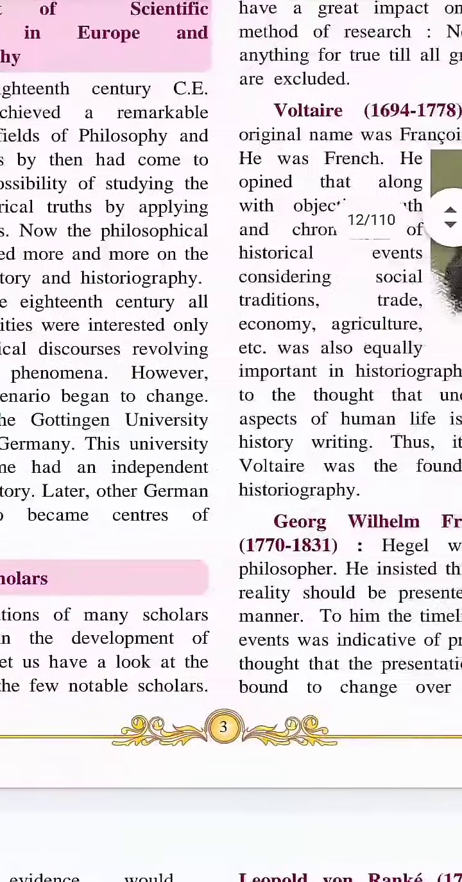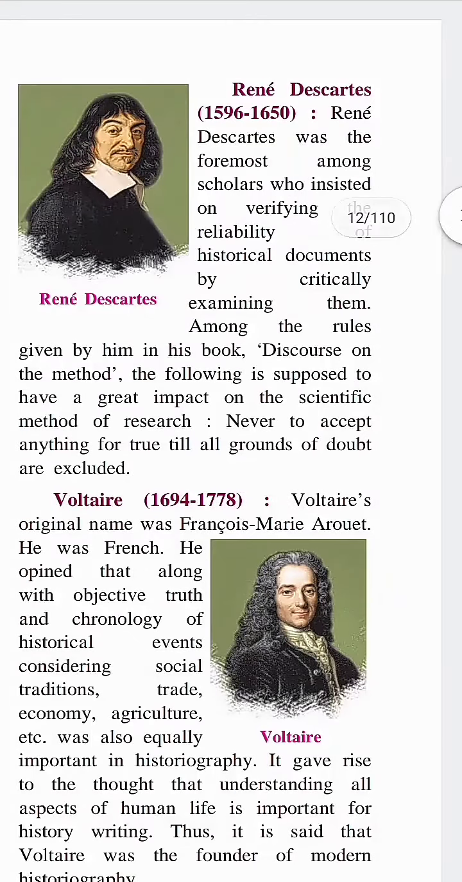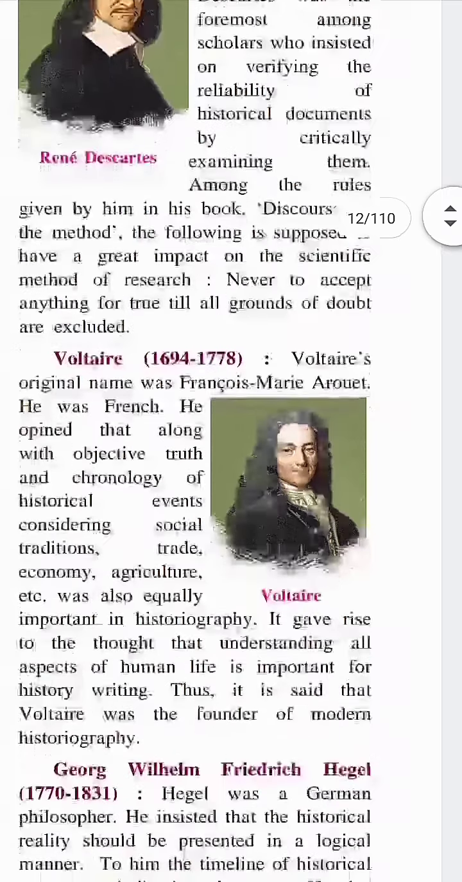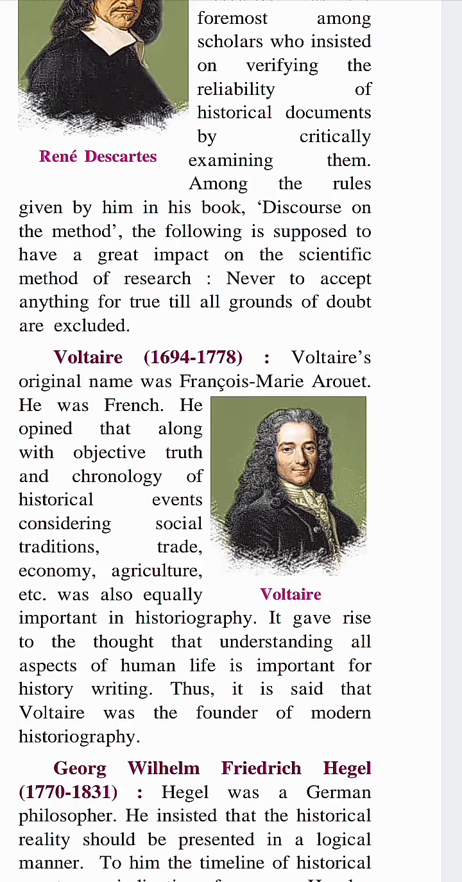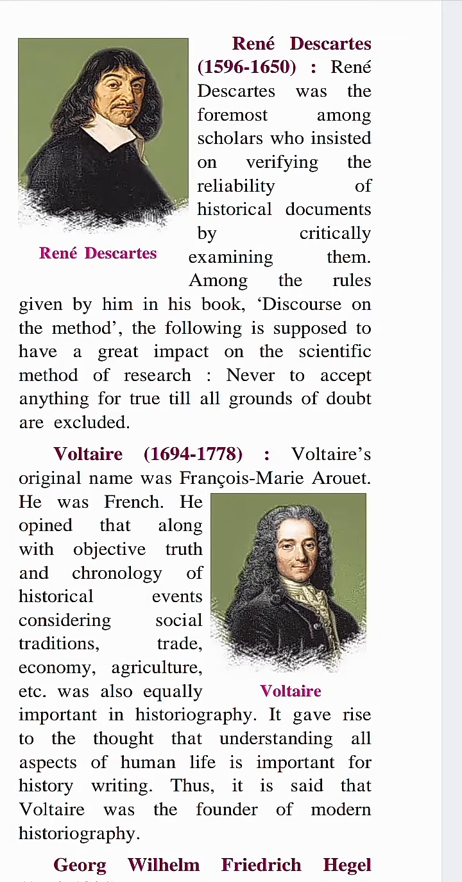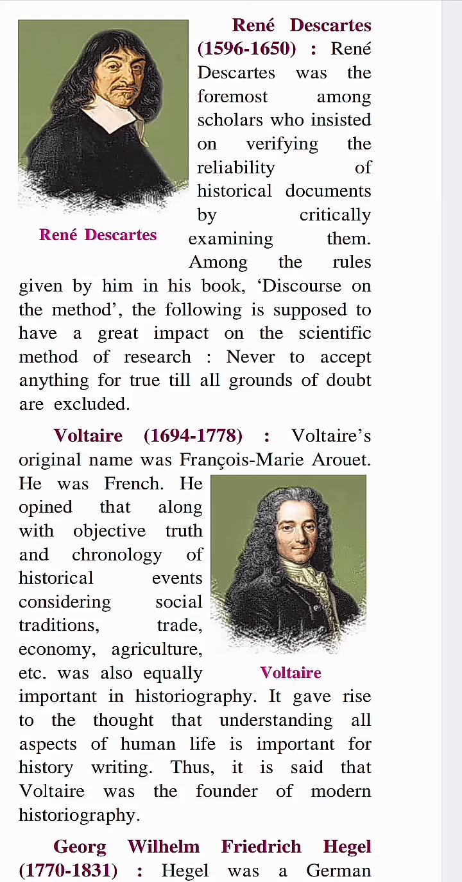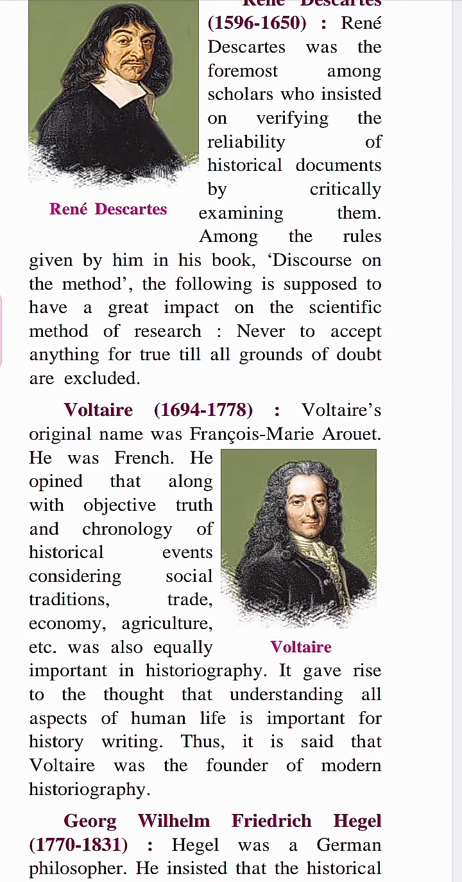They are as follows. First, René Descartes, 1596 to 1650. He was the foremost scholar who insisted on verifying the reliability of historical documents by critically examining them. René Descartes says you have to verify the reliability of historical documents critically. Among the rules given by him in his book, Discourse on Method, the following is supposed to have had a great impact on scientific method of research. He says, never accept anything as true till the grounds of doubt are excluded.